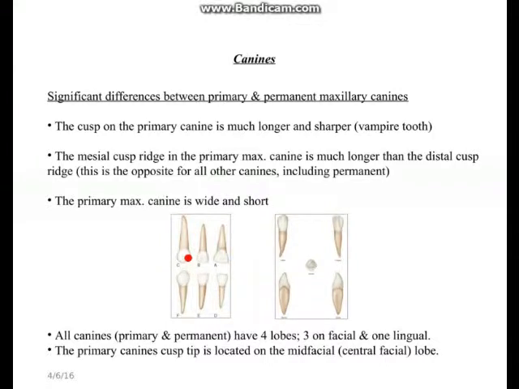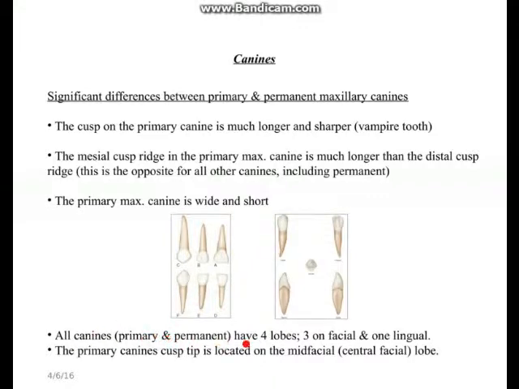Okay, so this is the mesial cusp ridge over here on the primary maxillary canine, and you can see that it is longer than the distal, while in the mandibular, it's shorter than the distal, and it's the same with the permanent canine. It's shorter than the distal. Okay, so it's good to relate this information to the pictures again.